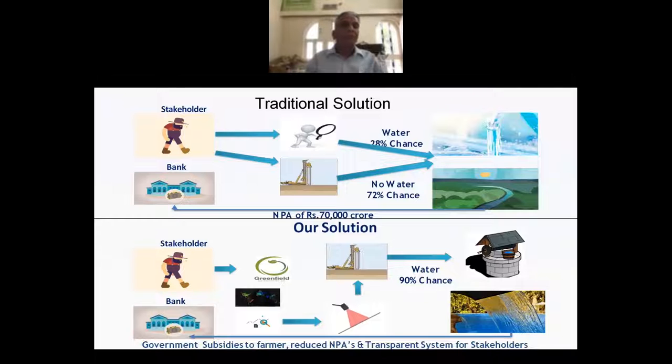What we do is, the stakeholders contact us. We use satellite remote sensing, then three-dimensional mapping. Then there is groundwater modeling, which is known as MODFLOW. Many people know about it, developed by the Indian Institute of Science. Then the land data, landform, climate data and the satellite data. And we give the location where the drilling should take place. And I'm happy to share that there is a 90% chance of success.